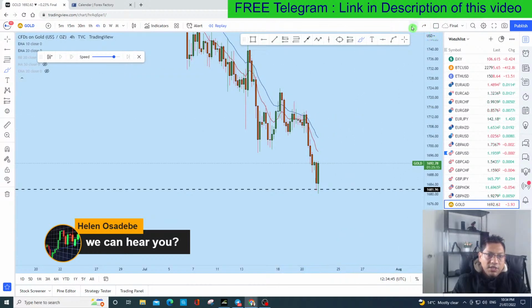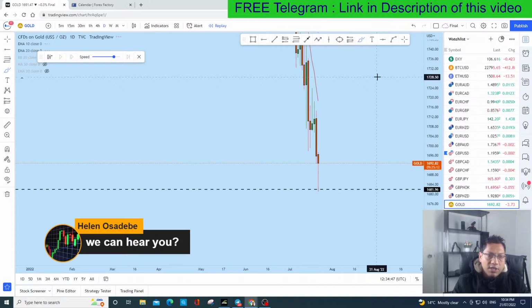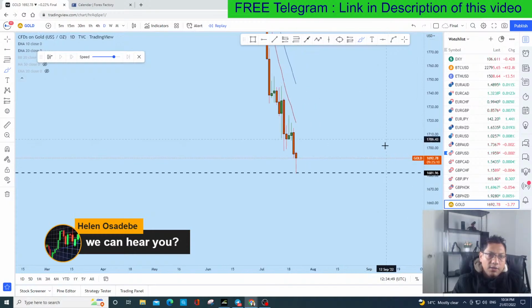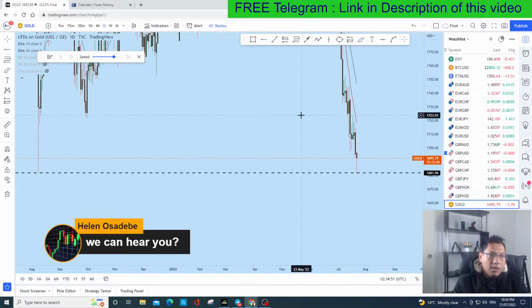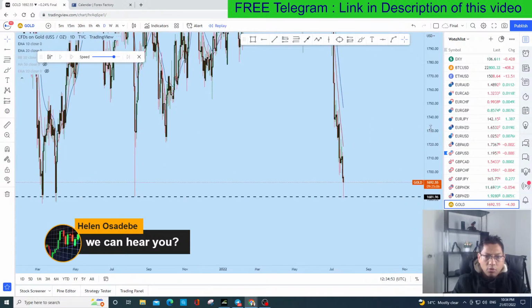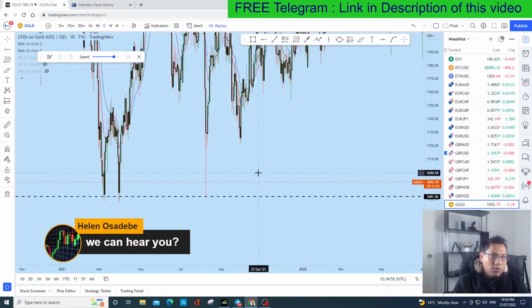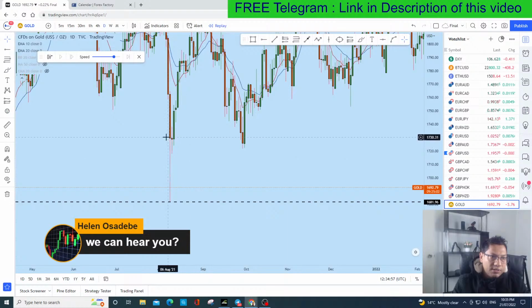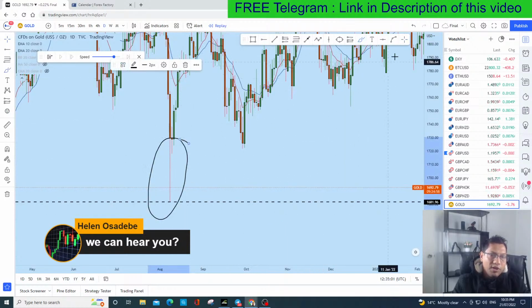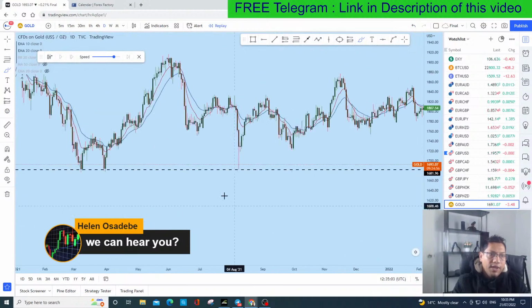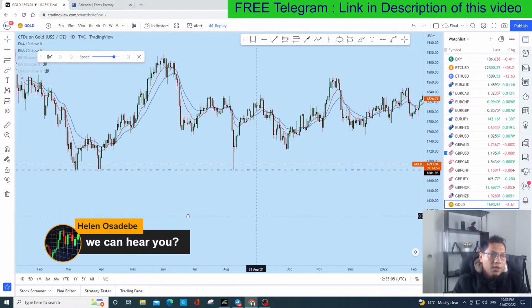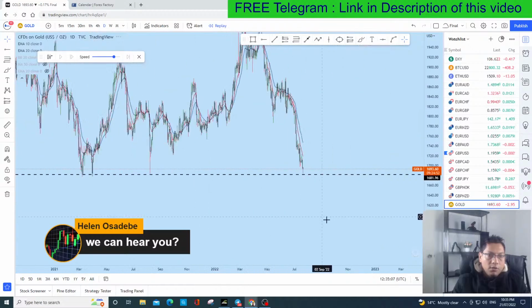If we see a very long wick candle, let's say on the daily, then we could possibly see a reversal, but not like this one. You need to see something like this. That is a sign of reversal. You see a very long wick candle, and then the price reversed from here. So this is the daily chart.